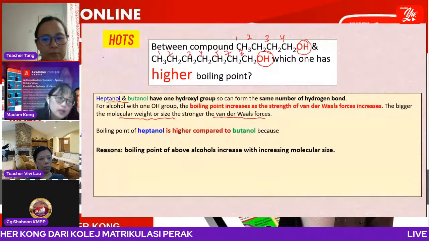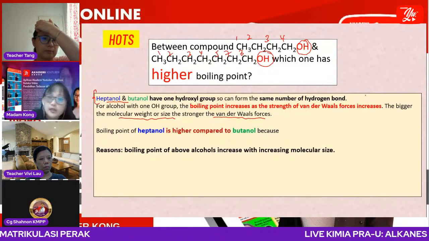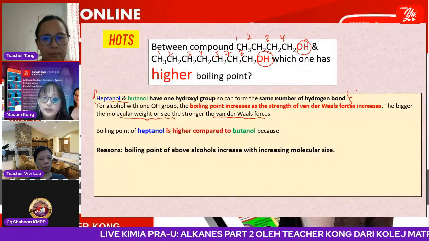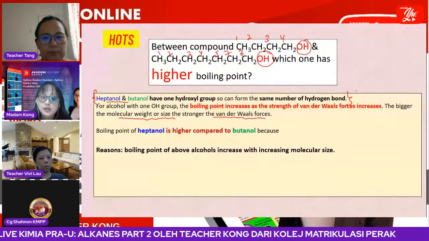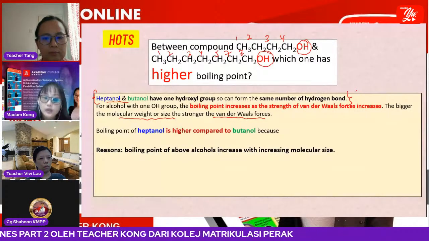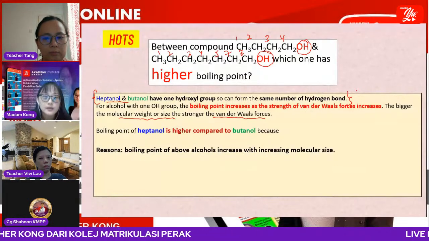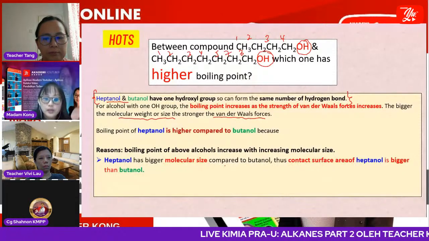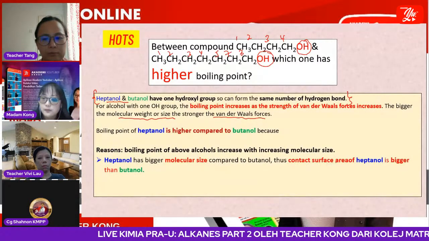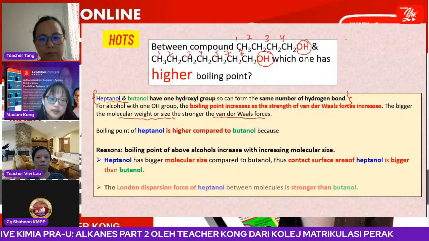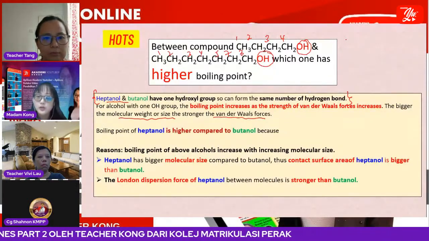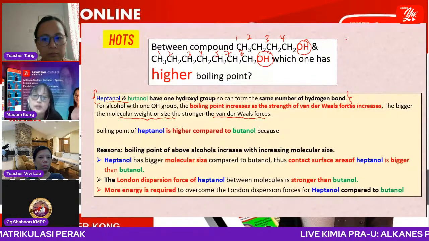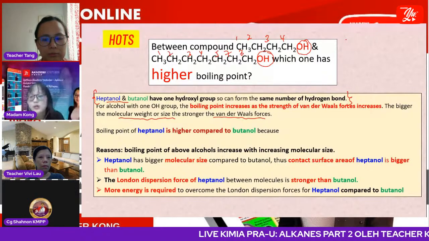But for this question, you have to add in the similarity: having the same number of hydroxyl groups, forming the same number of hydrogen bonds. And then the rest is totally the same. Talk about the van der Waals forces, or London dispersion forces, and then the molecular size. You just explain heptanol has bigger molecular size compared to butanol. So the contact surface area of heptanol is bigger than butanol. Then the London dispersion forces of heptanol between molecules are stronger than butanol. Lastly, more energy is required to overcome the London dispersion forces for heptanol compared to butanol.